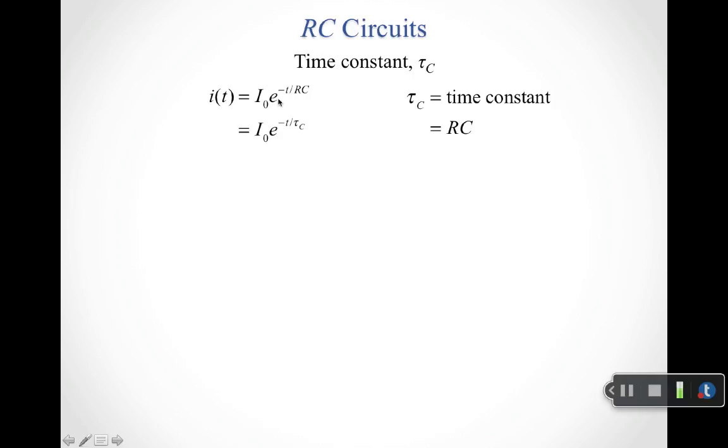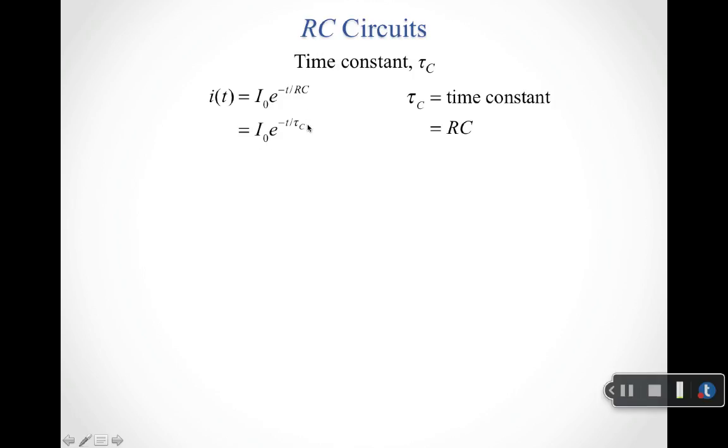Well, I know t is in terms of time, and I'm plugging just a number, something that's unitless, into this exponential function. So the only thing that makes sense is if RC happens to also have units of time. And sure enough, you can prove to yourself by doing dimensional analysis that it does. And so R times C is just known as the capacitive time constant.